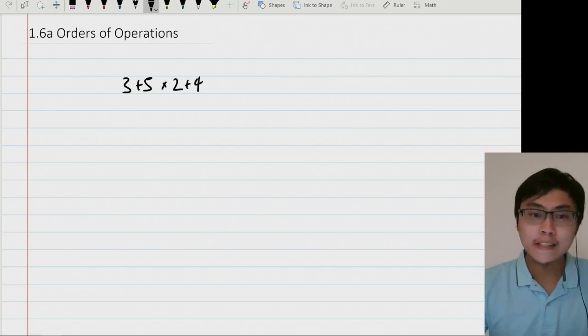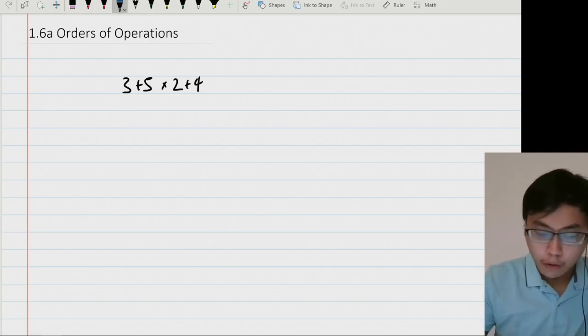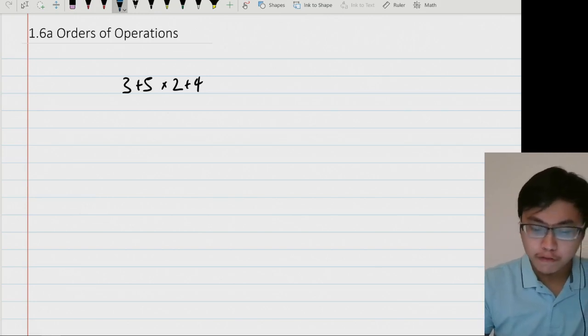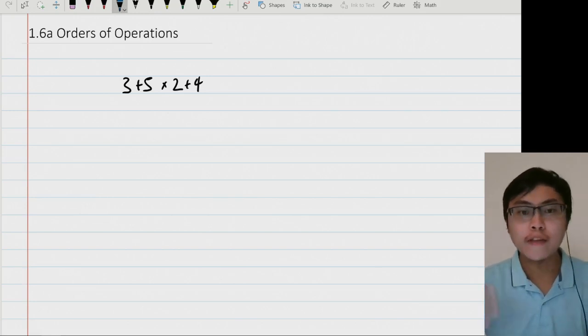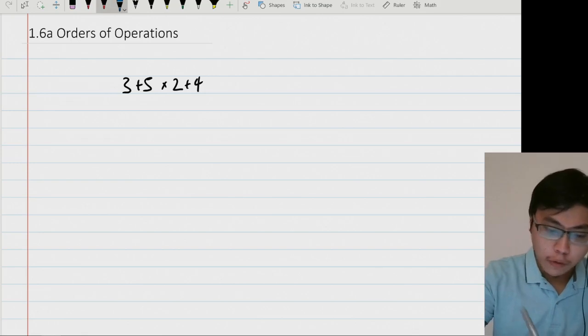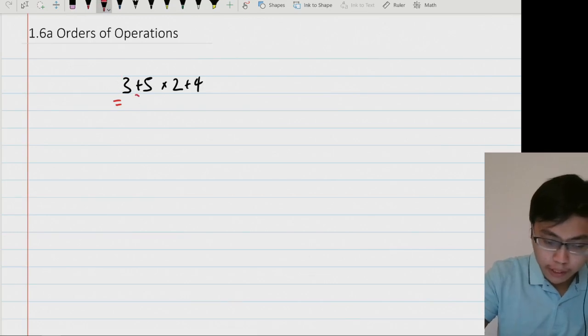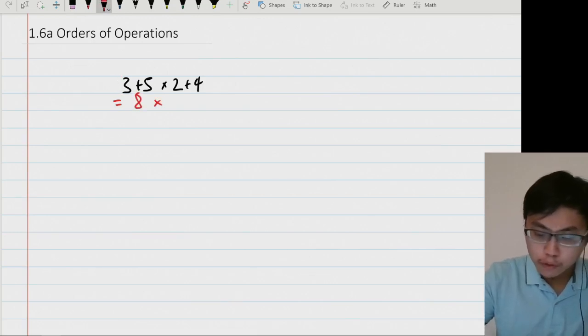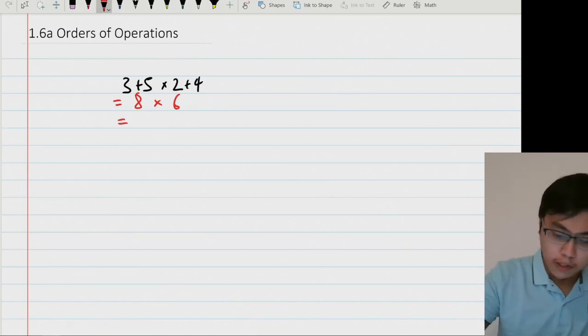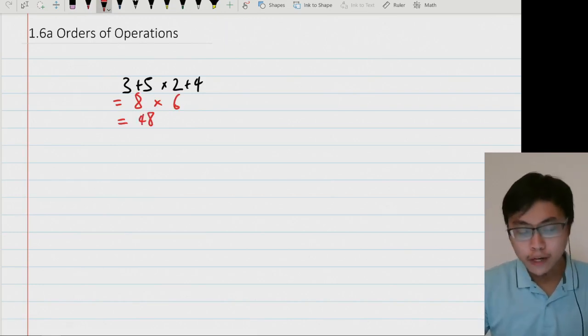However, I've seen quite a few students probably do this before. They would go, oh, okay, I know how to do this: 3 plus 5, I can do 2 plus 4, and then I'm going to multiply it together. So they usually do the 3 plus 5 first, which is equal to 8, and then 2 plus 4, which is 6, and in the end, they do 8 times 6, which is 48. Now, is that correct?